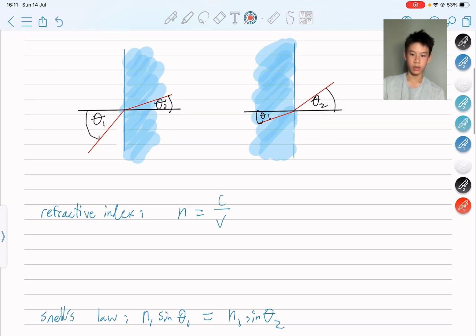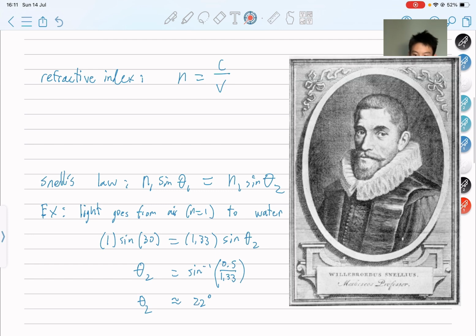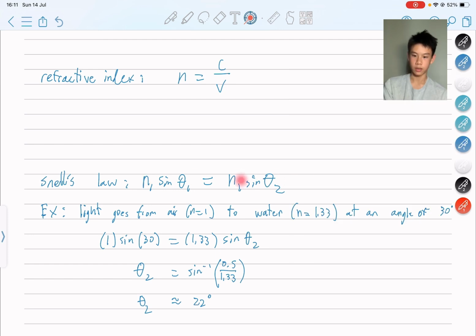How much light bends can be quantified by the refractive index of each medium, which is this formula over here, where n is the refractive index, c is the speed of light in a vacuum, and v is the speed of light in the medium. This is Snell's law, which is this formula over here.